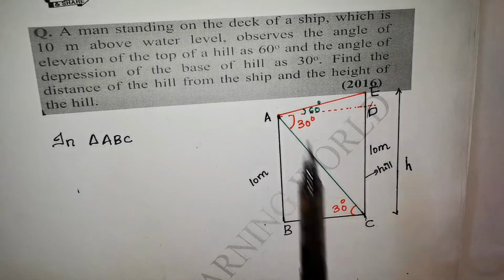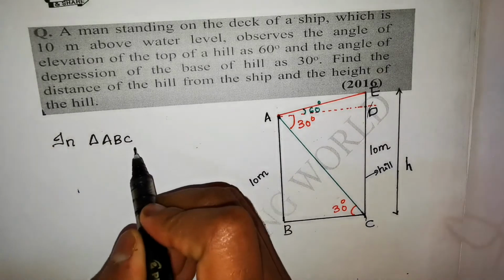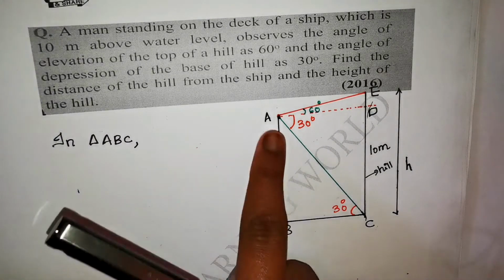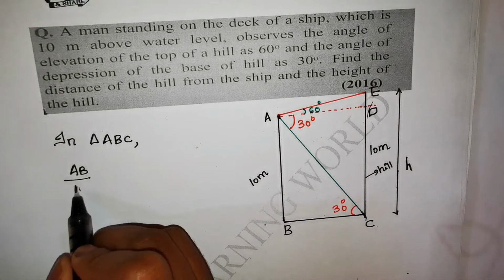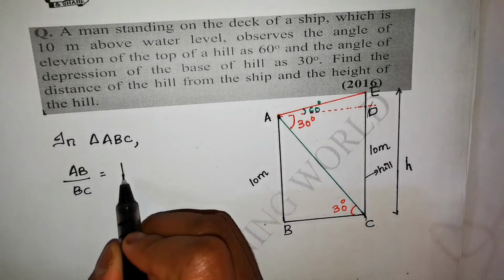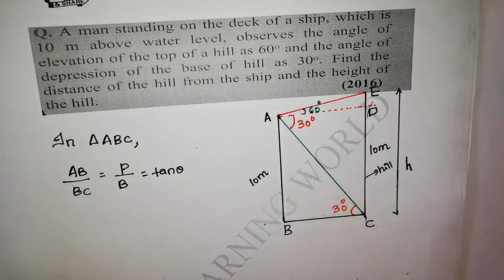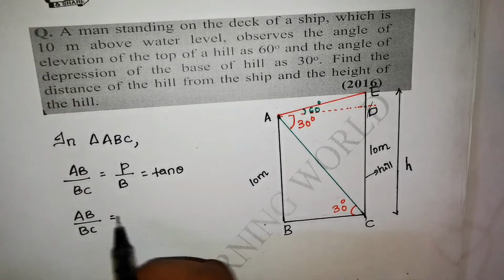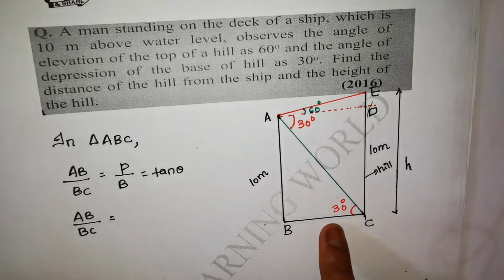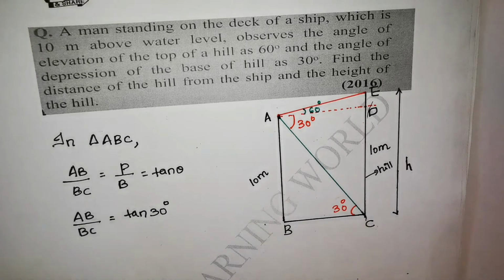So here we can start with triangle ABC first, because triangle ABC has one known side and a 90 degree angle. In triangle ABC, let me start from the perpendicular. AB by BC is equal to P by B. What is P by B, students? P by B is tan theta. So AB by BC is equal to tan of what is the value of theta in this triangle? It is 30 degrees. So here it is tan 30 degrees.